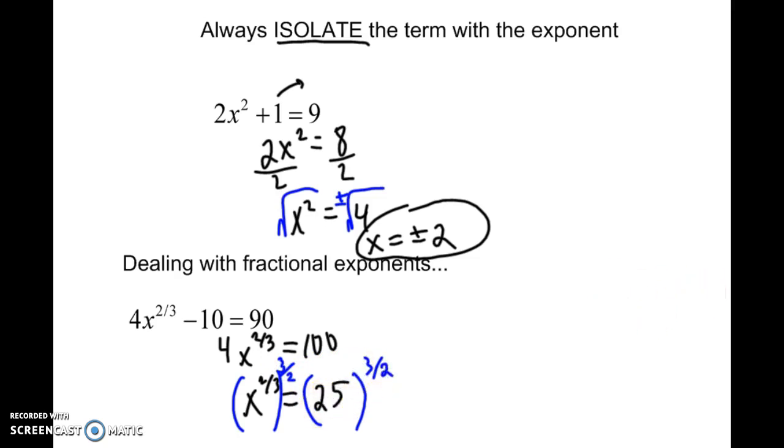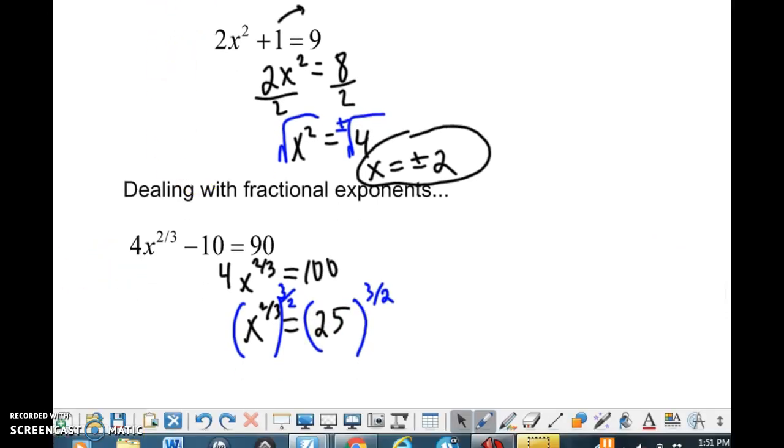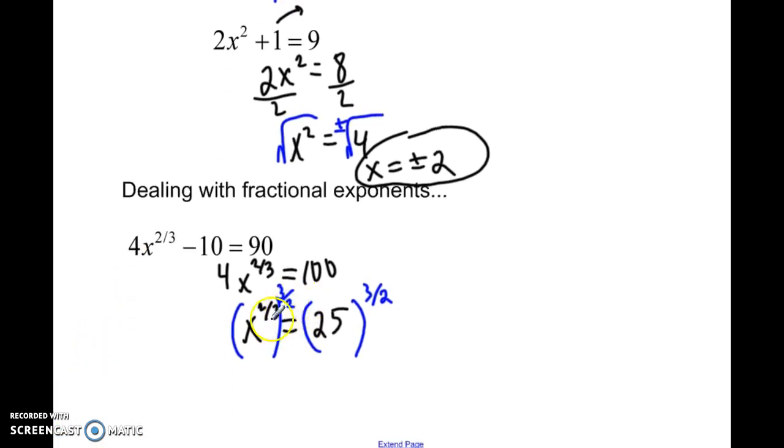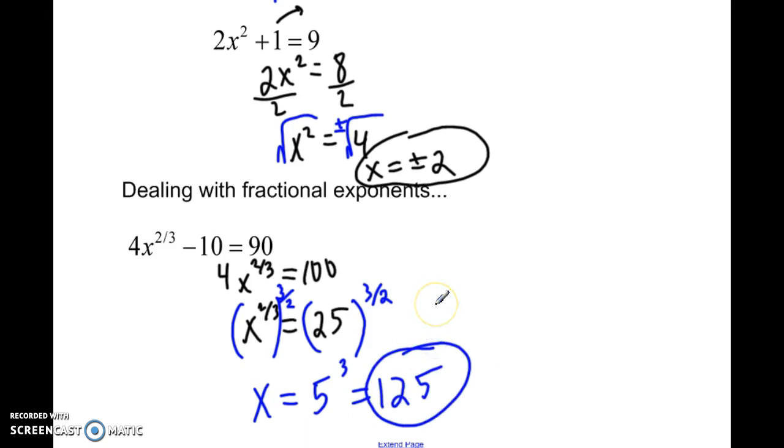What should happen if I do that, oops, sorry about that. What should happen is this power, a fraction times its reciprocal is always 1, so I just get x on the left. Now I do this in 2 steps, right? The second root of 25 is 5, and 5 to the third is 125. So I've got my answer. So the key is isolate that exponent first, that variable with the exponent, then do something to both sides to get rid of it.